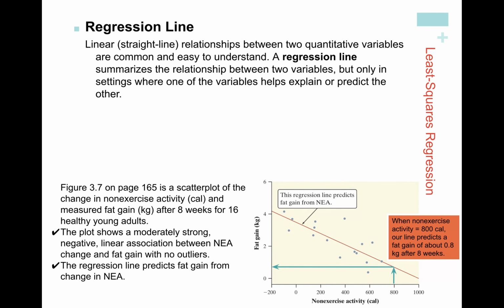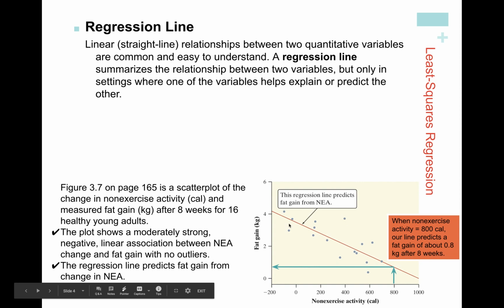So here is the scatter plot of the actual data. Each one of these blue dots is an actual observation, which happened. So there should be 16 of those dots. And each one of these is an actual observation. This red line is the predicted, that is the LSRL. It's the regression line that predicts how much fat gain will be added after a certain amount of NEA.